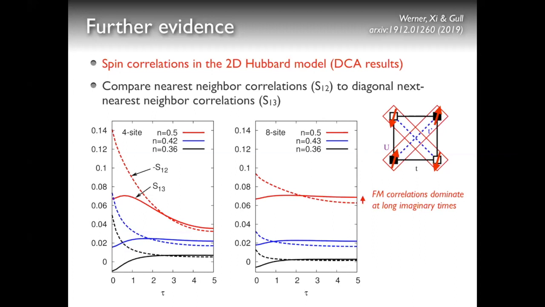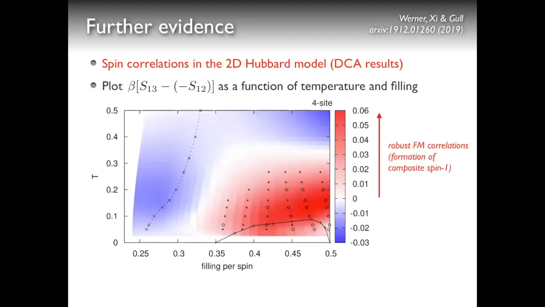That means at long times, or at low energies, these ferromagnetic correlations dominate, and I think that's the indication of the spin freezing. On the next slide, I will plot the difference between the ferromagnetic and the antiferromagnetic correlations at long times as a function of filling and temperature. And then we get this kind of plot. The red region indicates the region of enhanced ferromagnetic correlations, and the black line is the superconducting dome that I took from one of the old papers by Jarrell and co-workers.